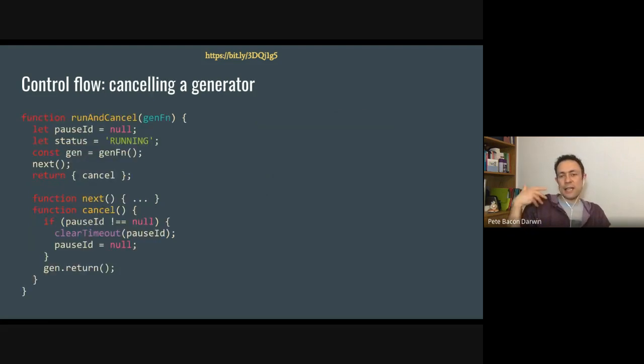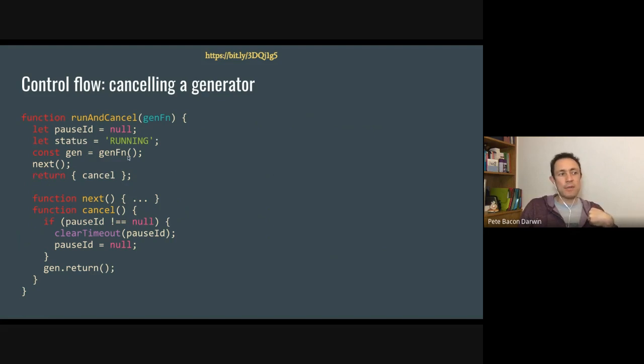As well as pausing, you could actually cancel a generator. Now, this is something that async await cannot do. Once you've got a pause and it's running, you can't cancel that promise. It has to run to completion. Whereas with a generator, you can actually have a function.